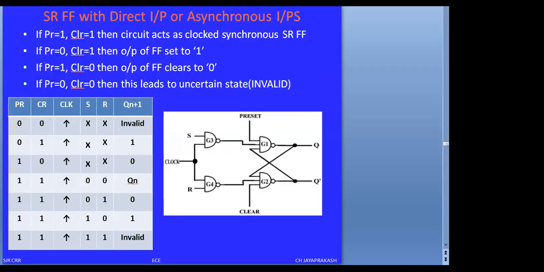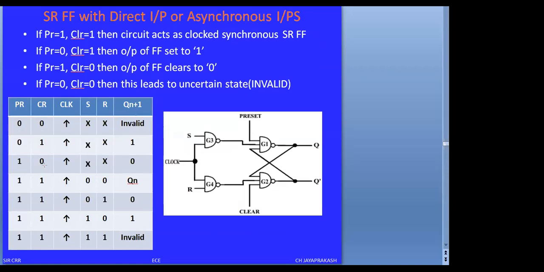If you apply both the preset and clear equals to 0, this is called as invalid condition. You are getting an invalid condition when both preset and clear equals to 0. Therefore, we should not apply both the pins to 0. We have to apply either preset to 0 or clear to 0 to work the flip-flops in asynchronous mode. Okay, JK avachchu, SR avachchu, T avachchu. We have to remember this condition.